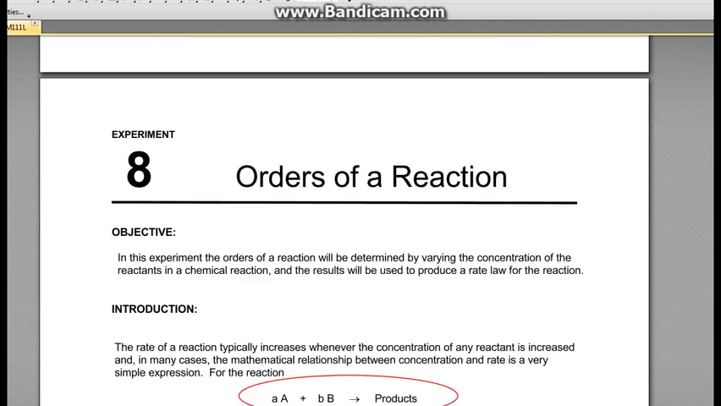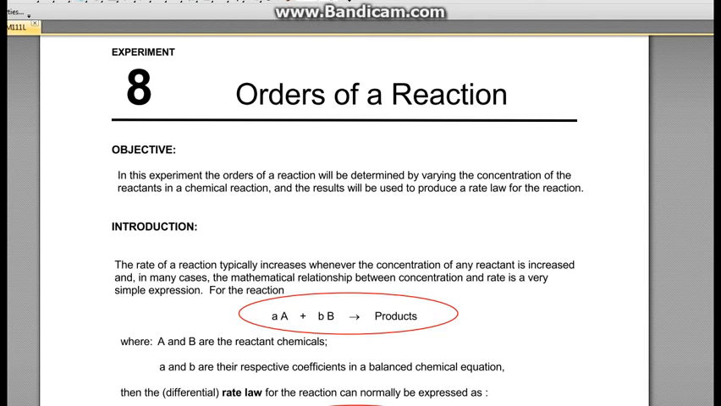That brings us to Lab 8, in which there are quite a few things that you need to know. Some people have a lot of problems with figuring out the order of a reaction, so I'm going to take you through one of those problems.